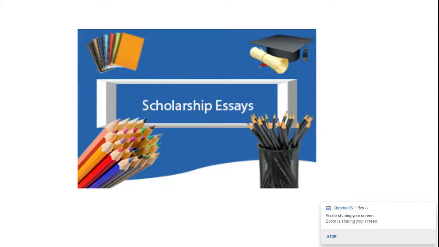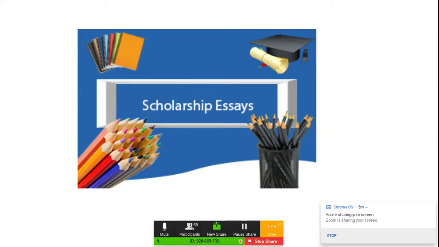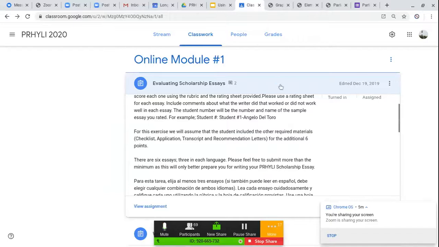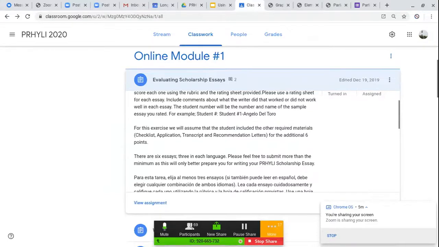Well, one of the major components of the Puerto Rican Hispanic Youth Leadership Institute, or PRILI, is a scholarship essay that students have an opportunity to apply for. A lot goes into this scholarship essay, and so what we decided to do is we created a module.